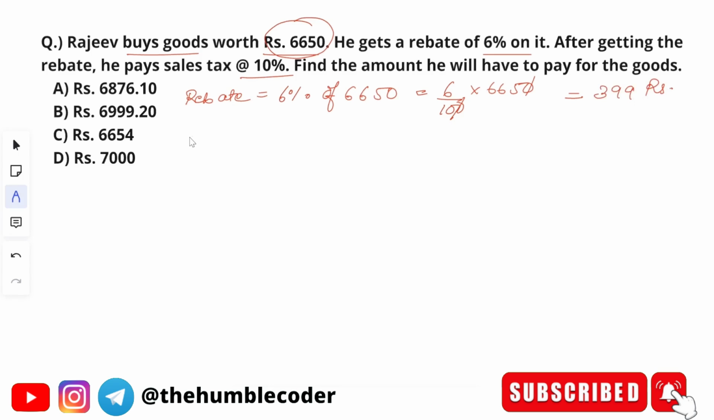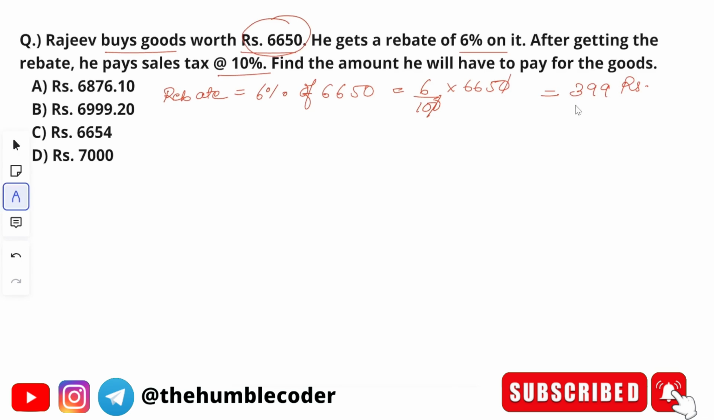So after getting the rebate, what will be the amount? He has got a rebate of 399 rupees. So now what will be the amount that he will have? 6650 minus 399, right? The new amount after the rebate will be 6650 minus 399, which is going to be 6251.